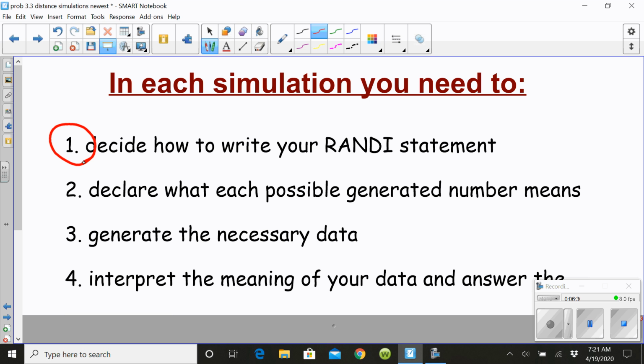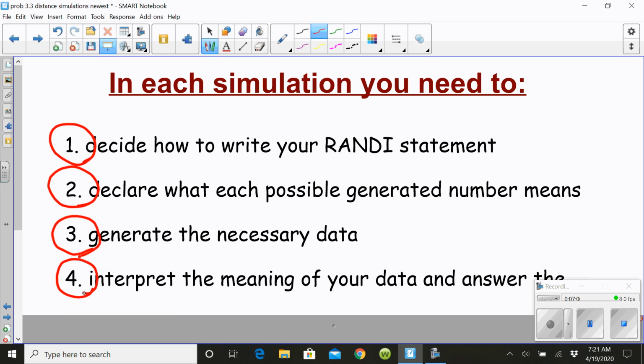Secondly, you need to be able to explain in each problem what the generated numbers mean. For example, if your calculator gives you an 8, what does an 8 mean? Does that mean 8 people were involved? Does that mean the average age was 8? You know, what does it mean? And then generate data by generating random numbers. And then finally, after you generate the data, you've got to describe what that means.